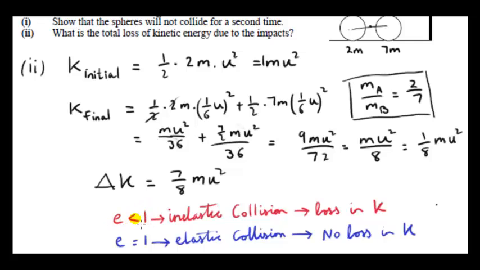So again, as a reminder, if e is less than 1, as it will be in all the problems that we do, we have what's called an inelastic collision, and we always have a loss in kinetic energy. So the kinetic energy after will always be less than the kinetic energy before. In the ideal situation where e is equal to 1, we have what is called elastic collisions. In that case, there's going to be no loss in kinetic energy. So the kinetic energy initially will equal the kinetic energy finally.